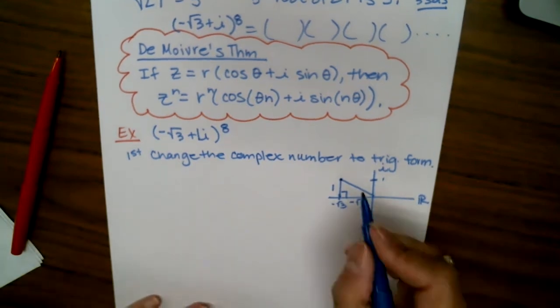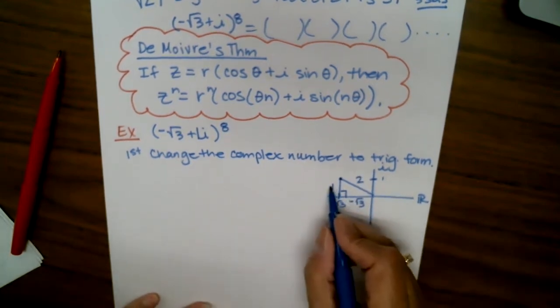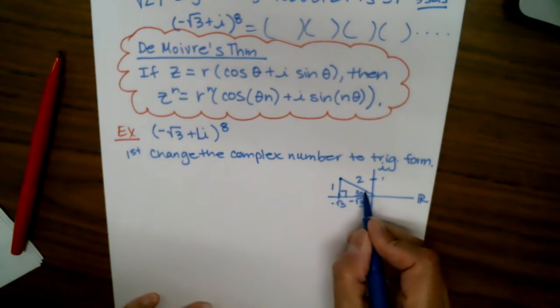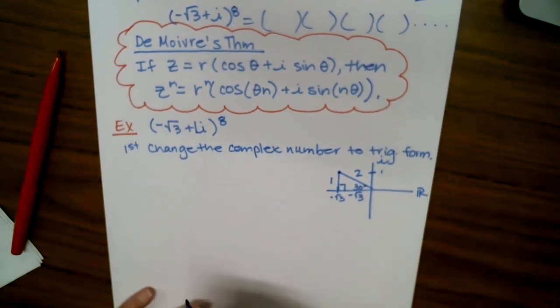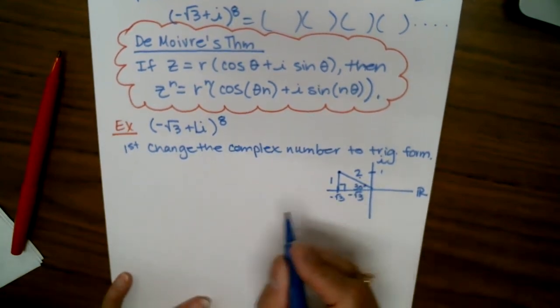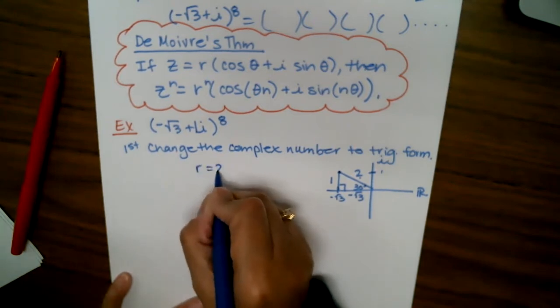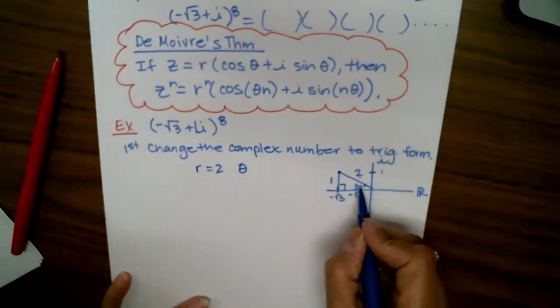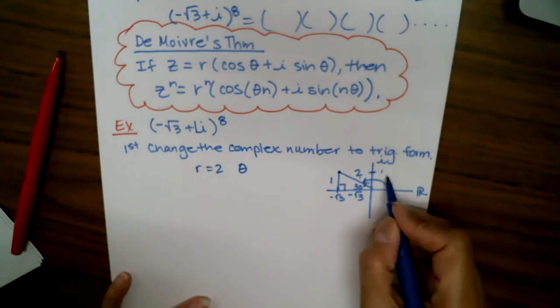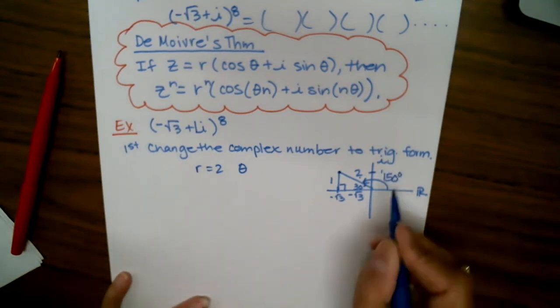I think that's a special right triangle. That's going to be 2. Across from the 1 would be 30 degrees. This is a special right triangle. This is easy enough. The r is 2. And the theta, let's see, that's 30 degrees, so that's going to be what, 150 degrees for theta?